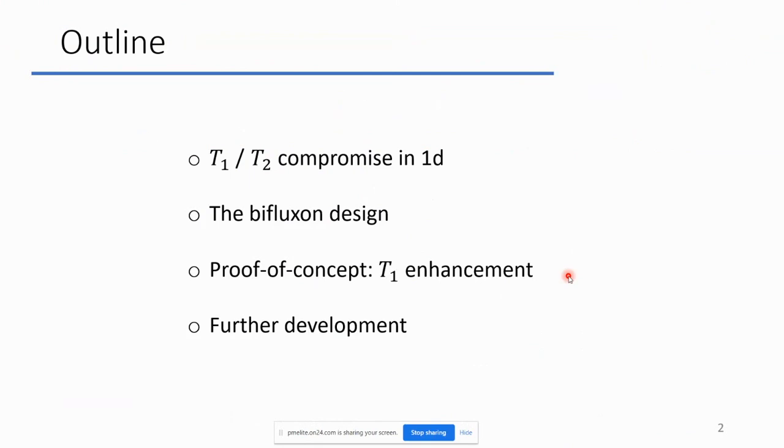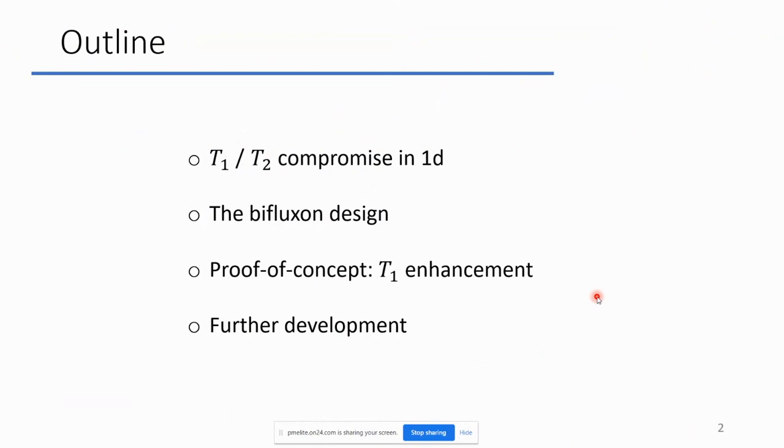So this is the outline of my talk. I'll start with some general discussion of coherence limitations in qubits with a one-dimensional Hamiltonian, and how to overcome those limitations with the bifluxon design. Next, I'll show you results of our proof of concept experiment on enhancement of decay time, and we'll discuss the future steps of improving our qubit. So let's start with this.